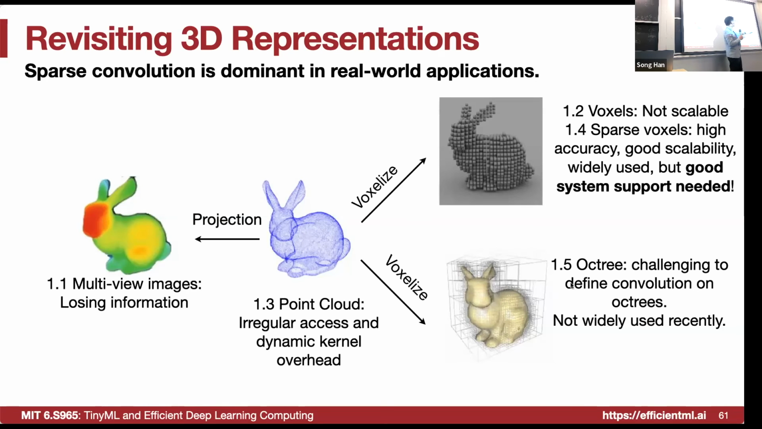Okay? So sparse voxels are probably the most widely used method these days, especially combined with point representation using a hybrid approach. It's very popular. Octree is another way, but not that popular these days. It tries to define convolution on octrees.